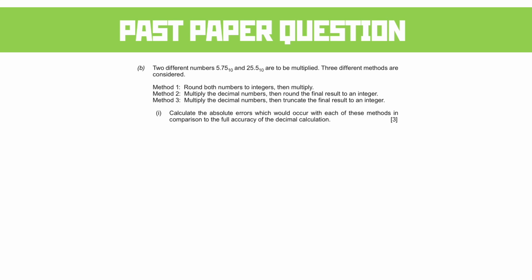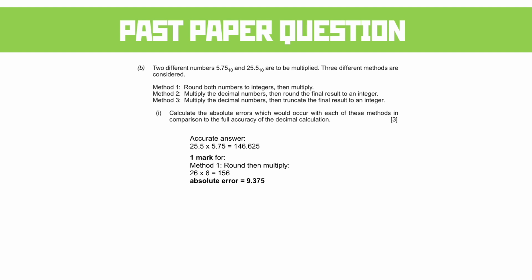Okay, so what we need to do here is start by doing that calculation. 25.5 times 5.75 gives us 146.625. So that's the completely accurate answer that we want to get to. So let's look at doing this. With method 1, where we round and then multiply, what we're looking at is multiplying 26 by 6. That gives us 156. So the error from the accurate answer is 9.375.